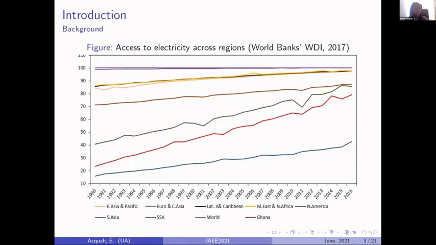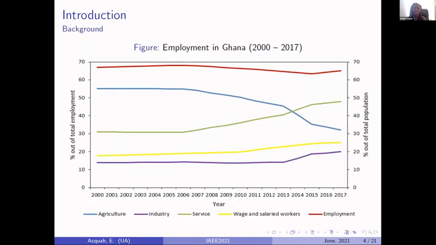I start the presentation with this graph on access to electricity across regions. I would like you to focus on the red line, which is the one for Ghana. As can be seen, Ghana has chalked up some successes in terms of access to electricity, at least in the last three decades. In 1990, the access rate was around 20%, and currently I think it's around 80%. Compared to sub-Saharan Africa, which is the blue line, I think Ghana has done well so far in terms of electrification.